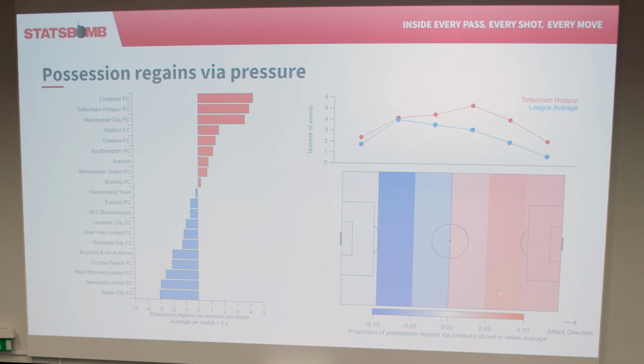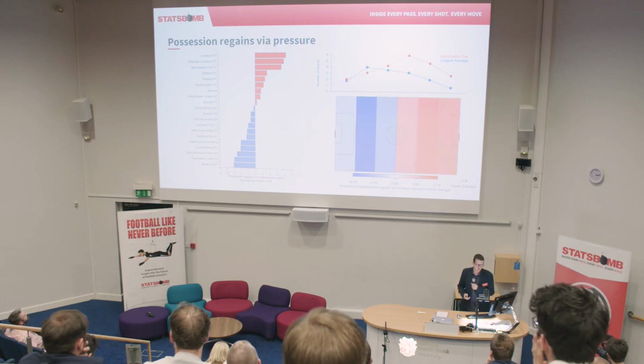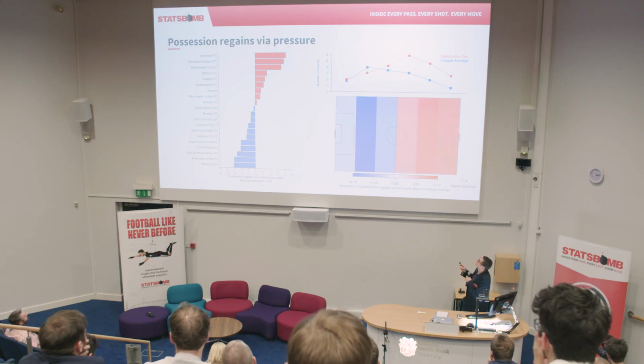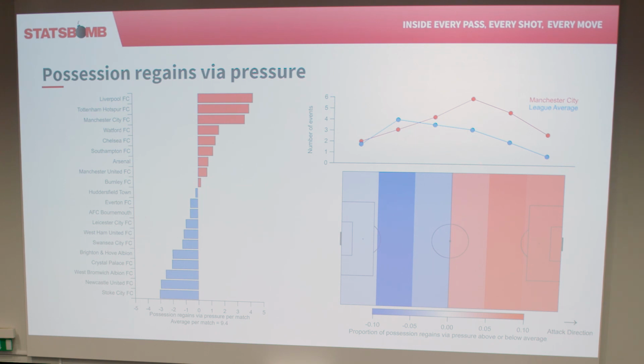Spurs, very similar story. Slightly stronger contrast in terms of getting into deeper zones. Manchester City, again, another strong tilt, very much tilted into the attacking half. So they're putting a lot of pressure on in that half, and they're regaining the ball a lot.